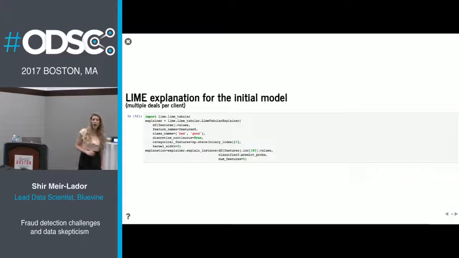So I wanted to apply Lime to close the loop. I want to apply Lime on my initial model and on the final model, and to see whether I saw hints, because I found out about Lime just after I had this problem with my model. So I wanted to see whether I would see any difference between the explanations when I saw something weird. So how can you apply Lime?